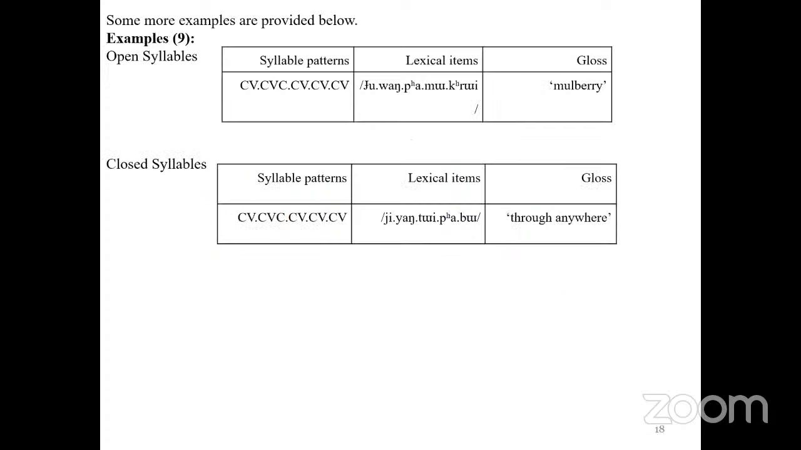So in open syllables, Juang Pamukri, that is mulberry. And again here in the closed syllables, Jiang Ti Pavo, that is true anywhere.